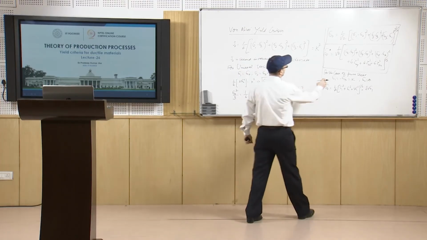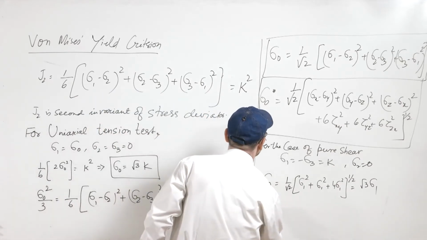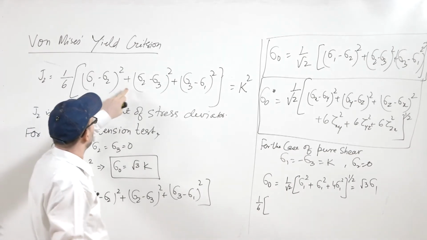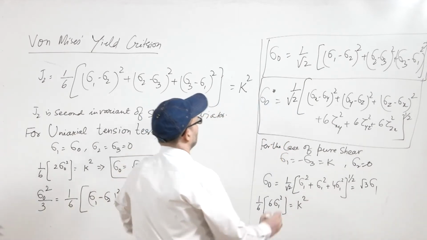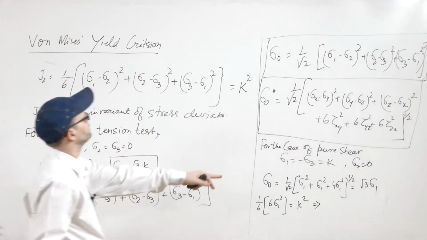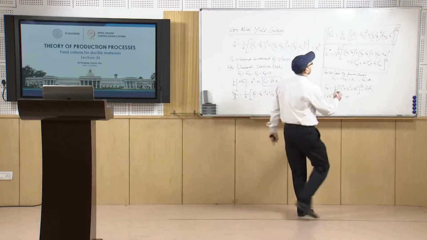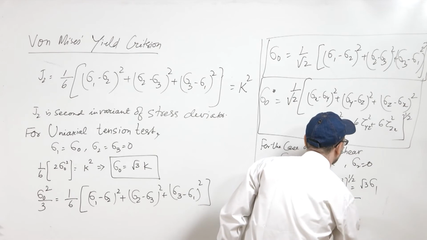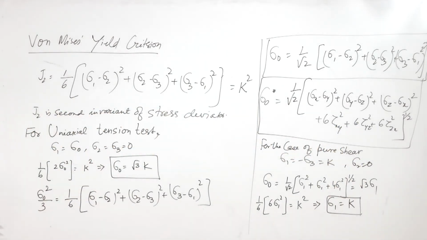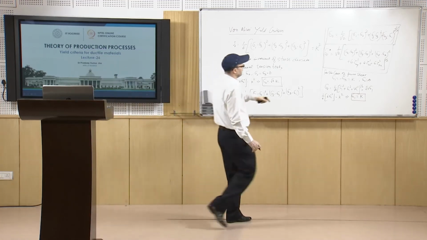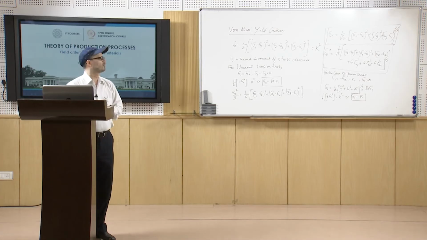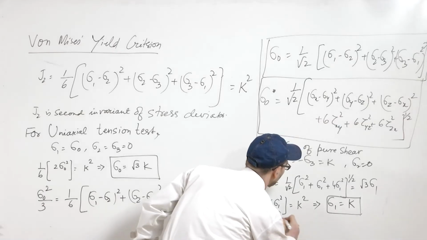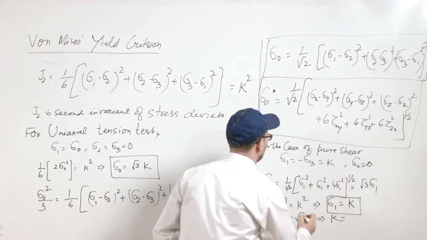Now, further if you put this value into this equation, what you see is 1 by 6 into sigma 1 square plus sigma 1 square plus 4 sigma 1 square. So, 6 sigma 1 square will be k square. So, in this case 1 by 6 of 6 sigma 1 square is k square. So, sigma 1 is k. So, from here you can write k will be sigma 1, and here sigma naught is root 3 sigma 1. So, sigma naught will be root 3 k, or k equal to sigma naught by root 3.